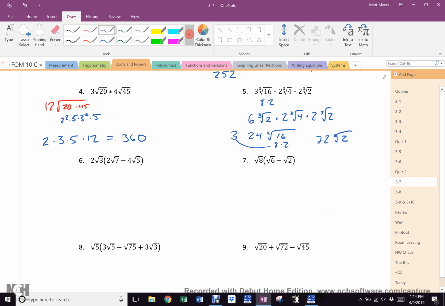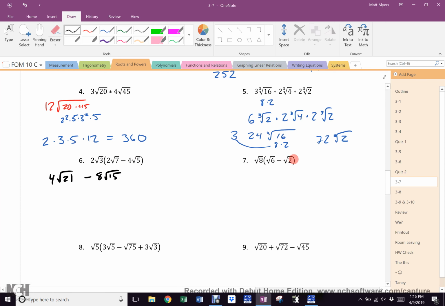These ones, we talked about these a million times. You have to pretend like that's not there. Then you do the work. Then you pretend like that's not there, and then you do the work. So that is 4 root 21 minus 8 root 15. And of course, 21 and 15 do not simplify.